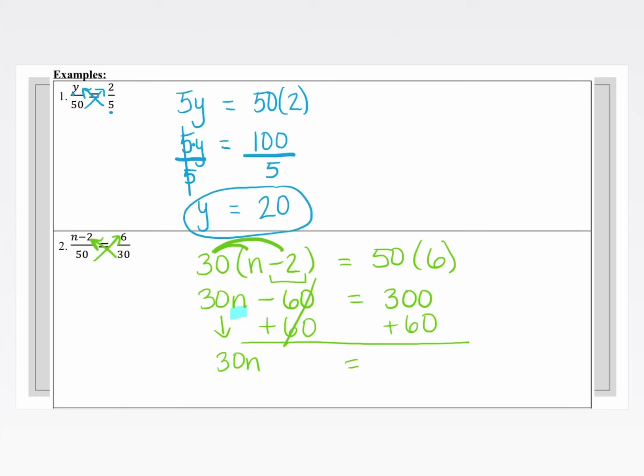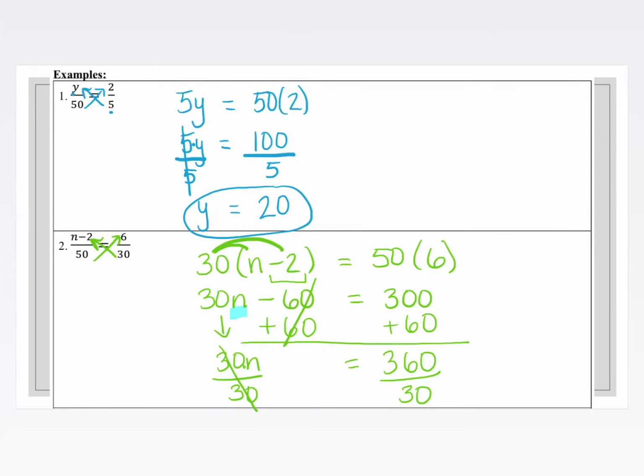On the right-hand side, 300 plus 60 gives me 360. Now we have a one-step equation. So similarly to example number 1, this is really 30 times n. We have multiplication here, so in order to undo multiplication, we're going to apply division. So we're going to divide both sides by 30 since we want to isolate that n.